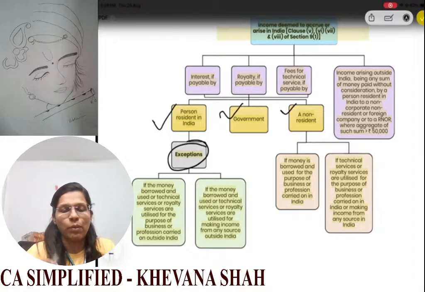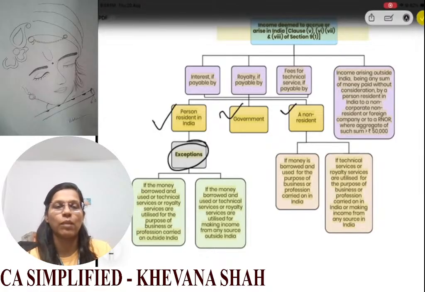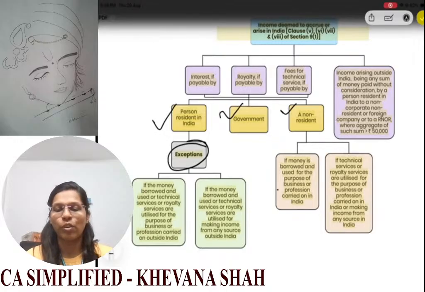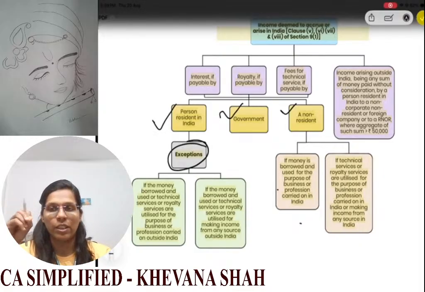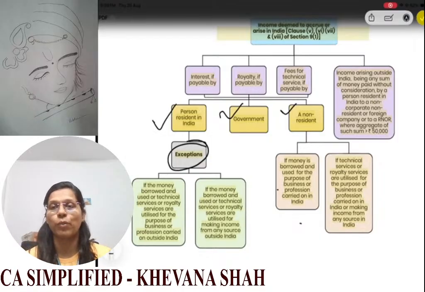Now, if the money borrowed and used for technical service or royalty services are utilized for making income from any source outside India, then in that case also that will not be deemed as income accruing or arising outside of India. Then, in case of a non-resident, if the money is borrowed and used for purpose of business or profession carried on in India. So, if there is a non-resident person, but if that income is used for carrying on any business or profession carried on in India, in that case it will be deemed to have accrued or arisen in India.